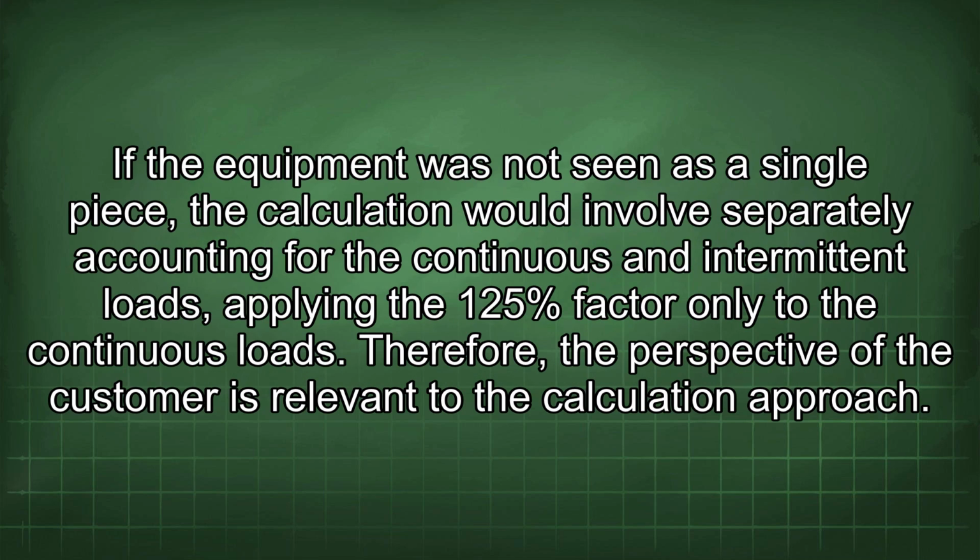If the equipment was not seen as a single piece, the calculation would involve separately accounting for the continuous and intermittent loads, applying the 125% factor only to the continuous loads. Therefore, the perspective of the customer is relevant to the calculation approach.